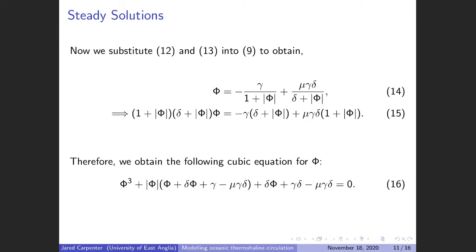And once we've got values for phi, we can substitute them into our expressions for t and s. And there you have it. You have the steady states for salinity and temperature. But you may well notice it's not quite straightforward, because we have a modulus of phi there. But one way we can work around that is by simply using the definition of the modulus. So you can make that positive if phi is greater than 0, or negative when phi is less than 0. So you get two different cases.